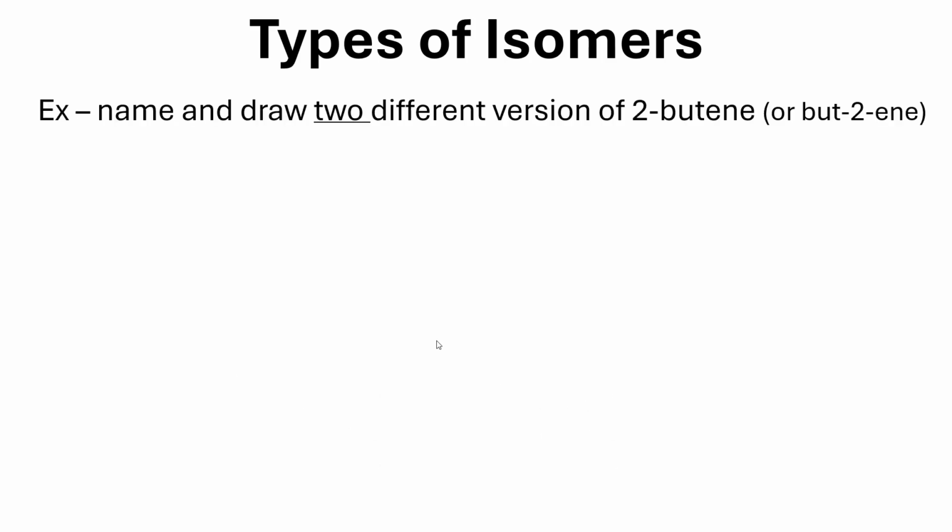So let's name and draw 2 different versions of 2-butene. What I like to do here to set these apart is I actually like to start in the middle of the molecule. So I'm actually starting at this 2 part here. Now butene tells me that there are 4 carbons in the chain. So really what I've got here is my second and my third carbons that are listed. So what I'm going to do next is draw a couple of bonds and draw in the rest of my chain.